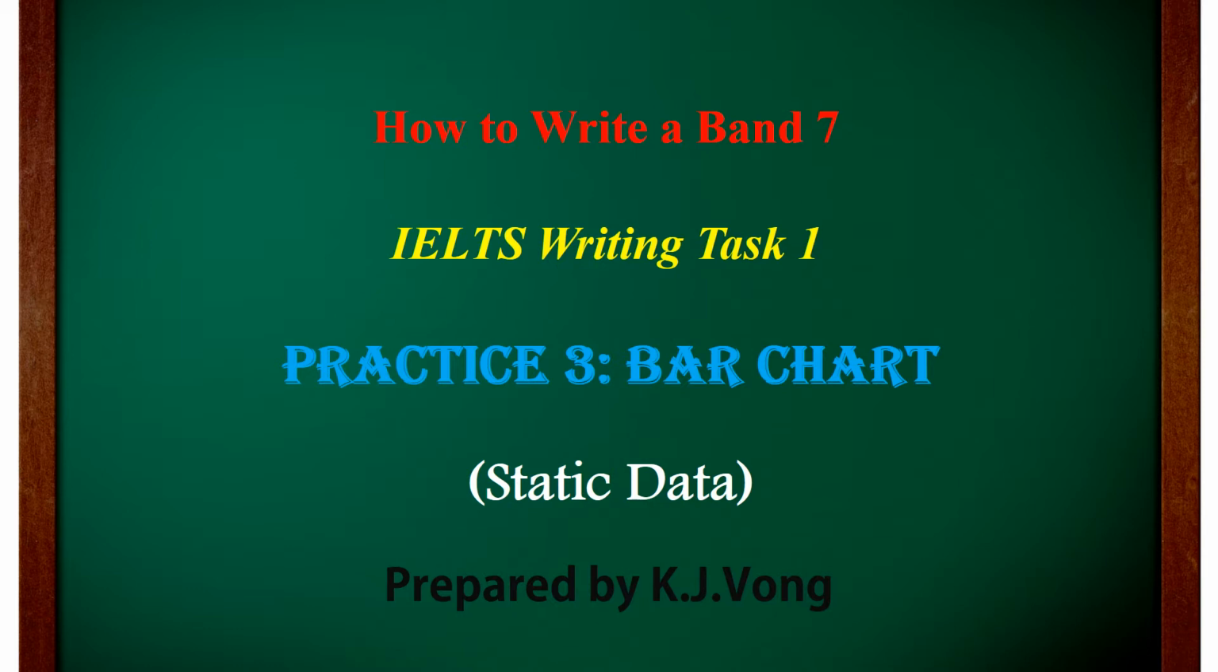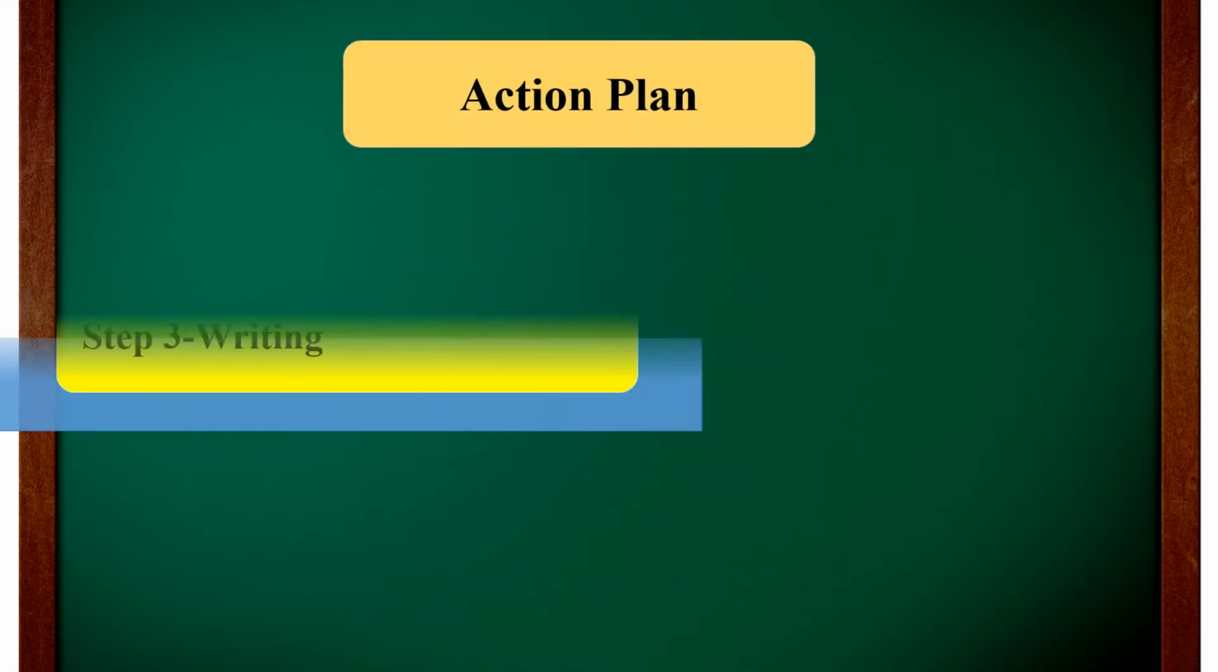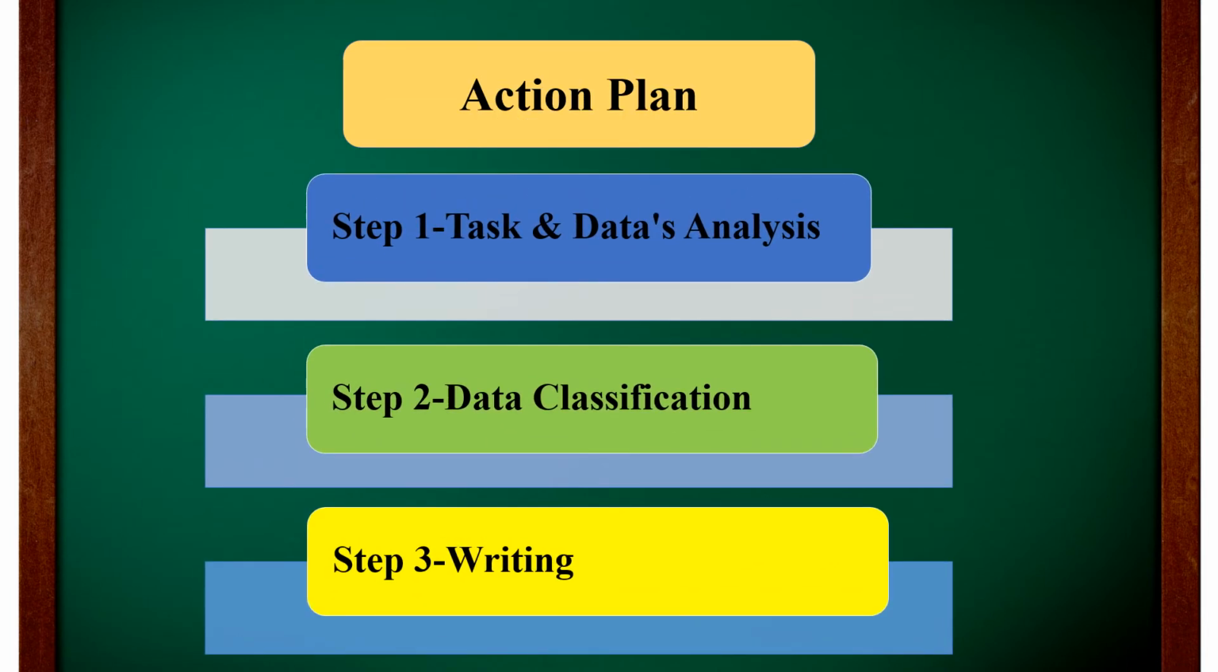So now let's begin. To begin with, let's have a quick look at an action plan. Here, there are 3 steps. Step 1, task and data analysis. Step 2, data classification. Step 3, writing. All of these steps I'm gonna detail one by one later. So now let's move on.